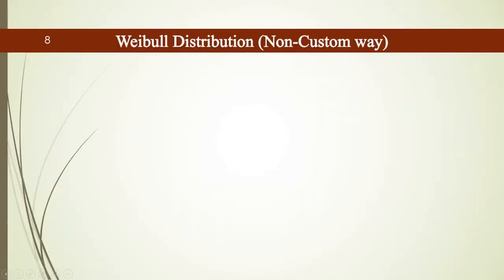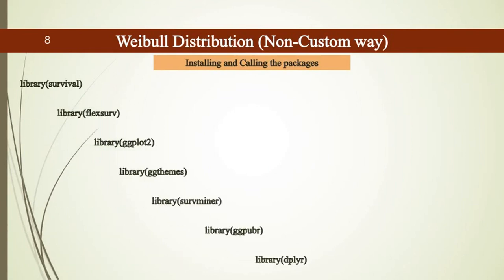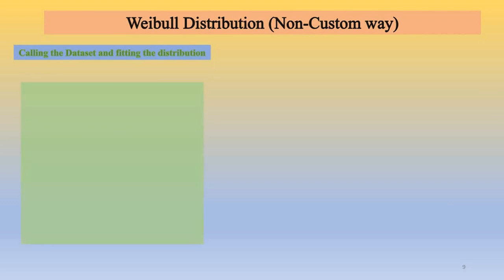For fitting the Weibull distribution in a non-custom way, firstly we are going to call the following packages. If these are not installed, these should be first installed and then called using the library function. The 7 packages are run in R Studio. Then we call the dataset and fit the distribution to this.